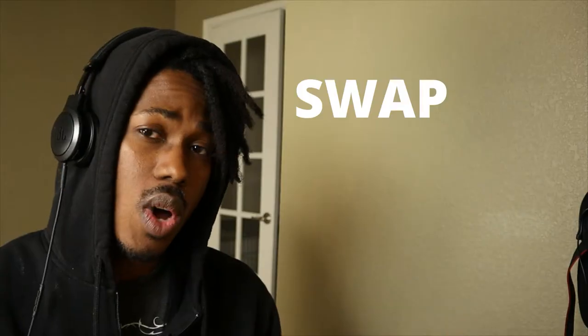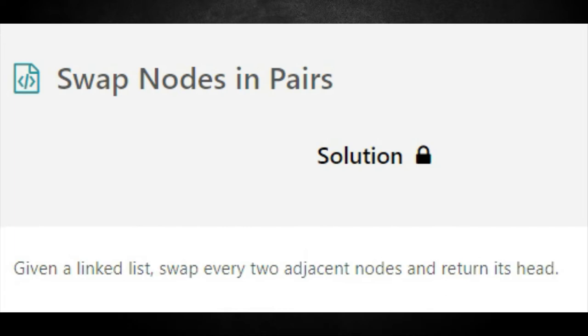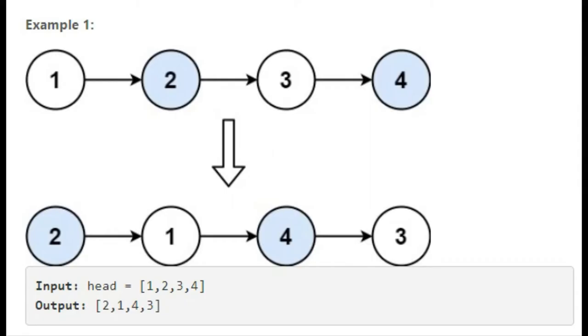Let's get into the fourth problem of this series, swap nodes in pairs. Here's the problem. Given a linked list, swap every two adjacent nodes and return its head. For example one, we have 1, 2, 3, 4, a number one node, number two node, number three node, number four node, and you're swapping these adjacent nodes.